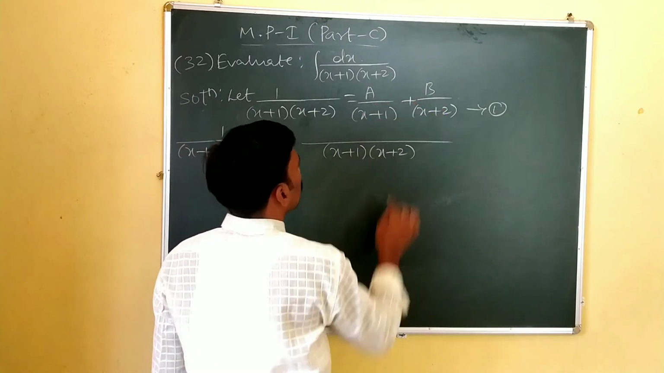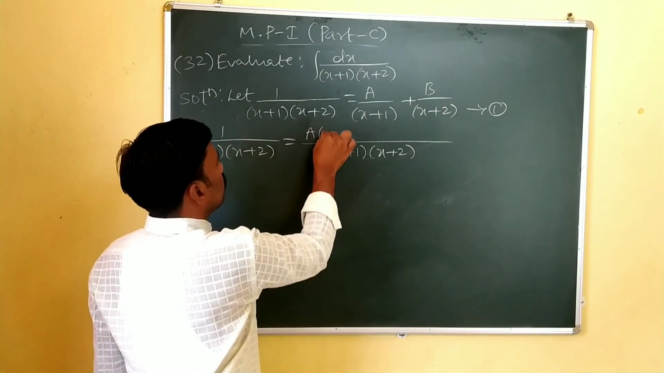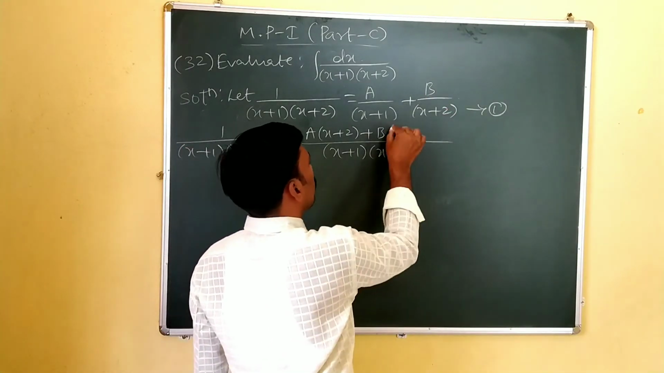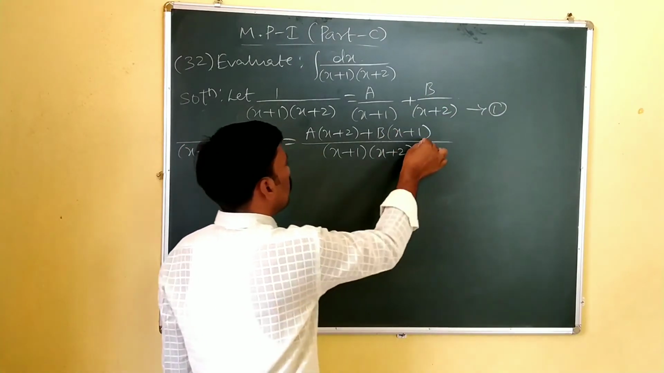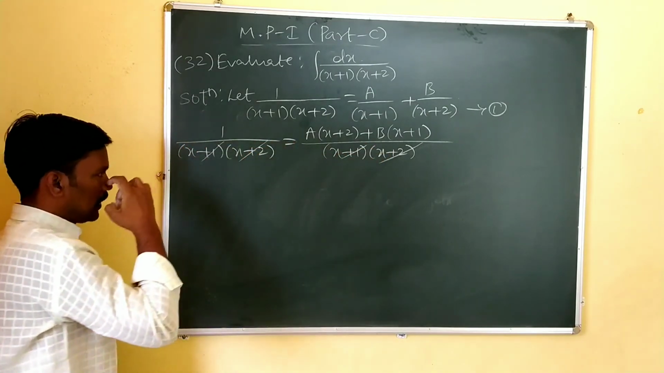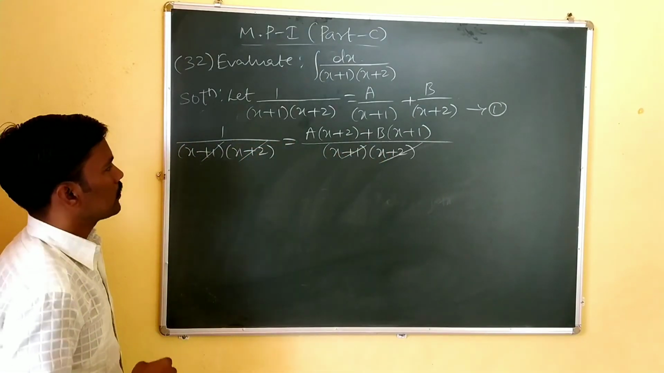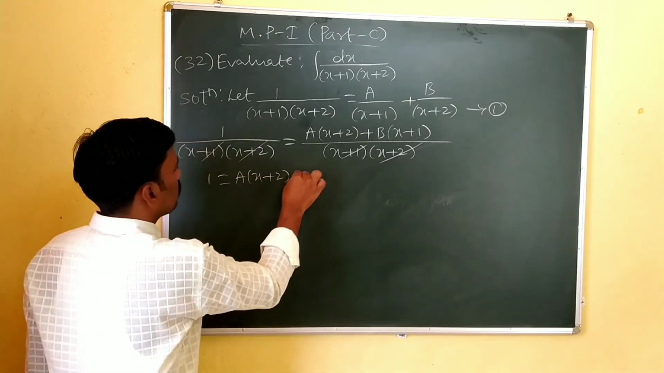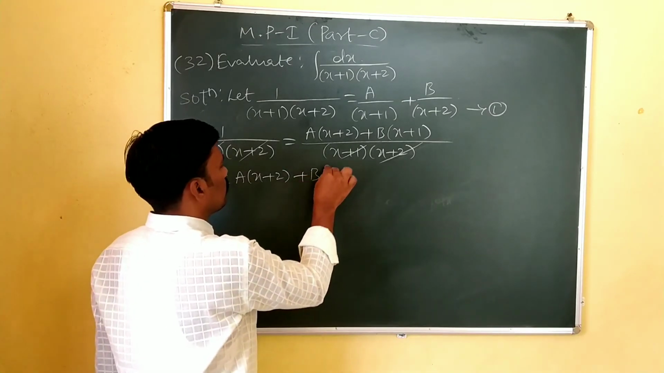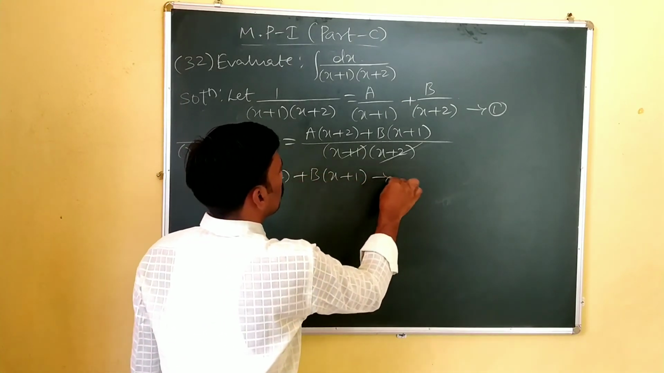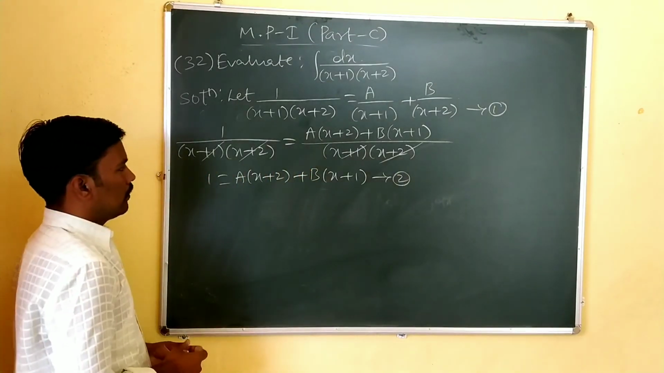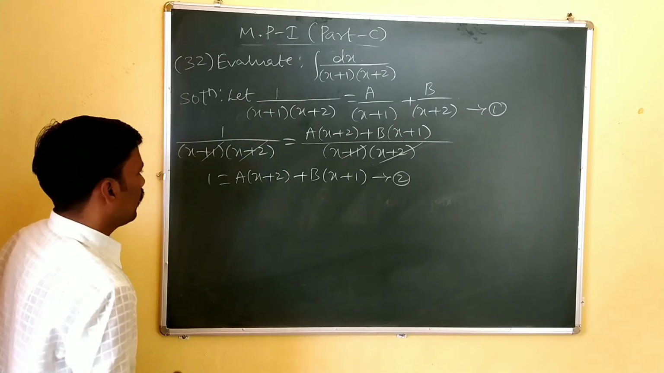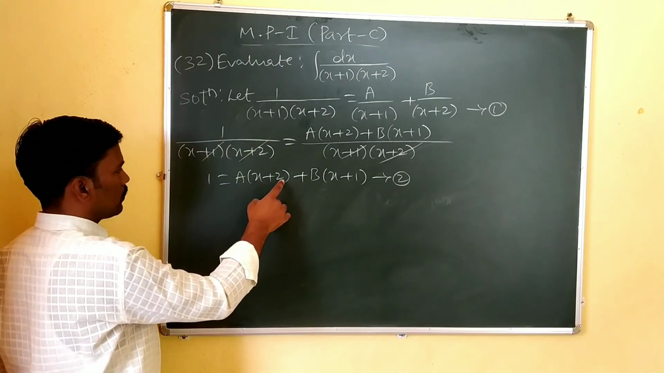Now do the cross multiplication. It will be a into x plus 2 plus b into x plus 1. Now on both the sides, we can eliminate the same terms in the denominator also. It becomes 1 is equal to a into x plus 2 plus b into x plus 1. Now say this is equation number 2. Solve for a and b. For that, use the substitution method. If I take the x value as minus 2, then x plus 2 is 0, and 0 into a is 0.